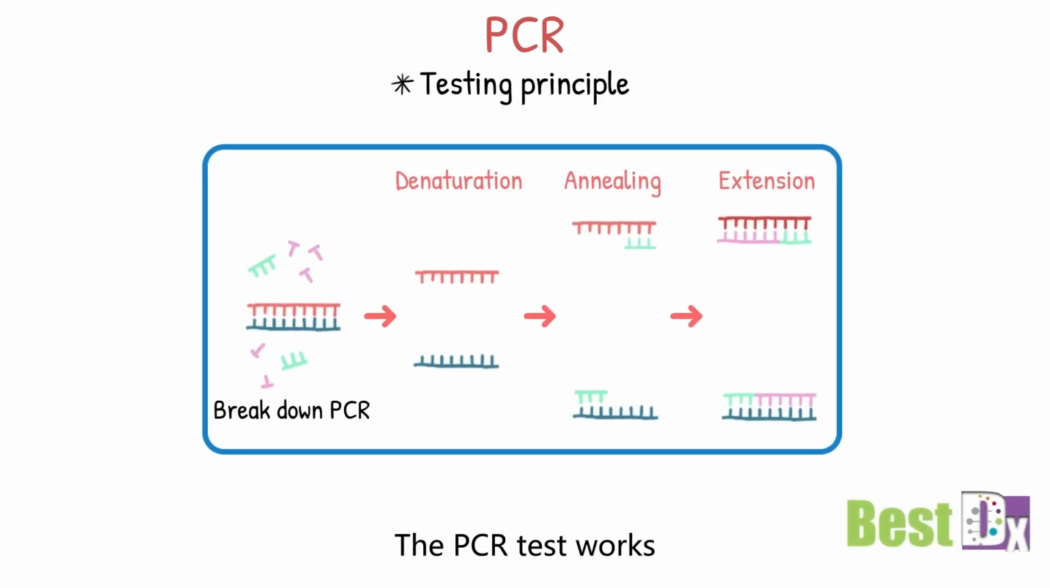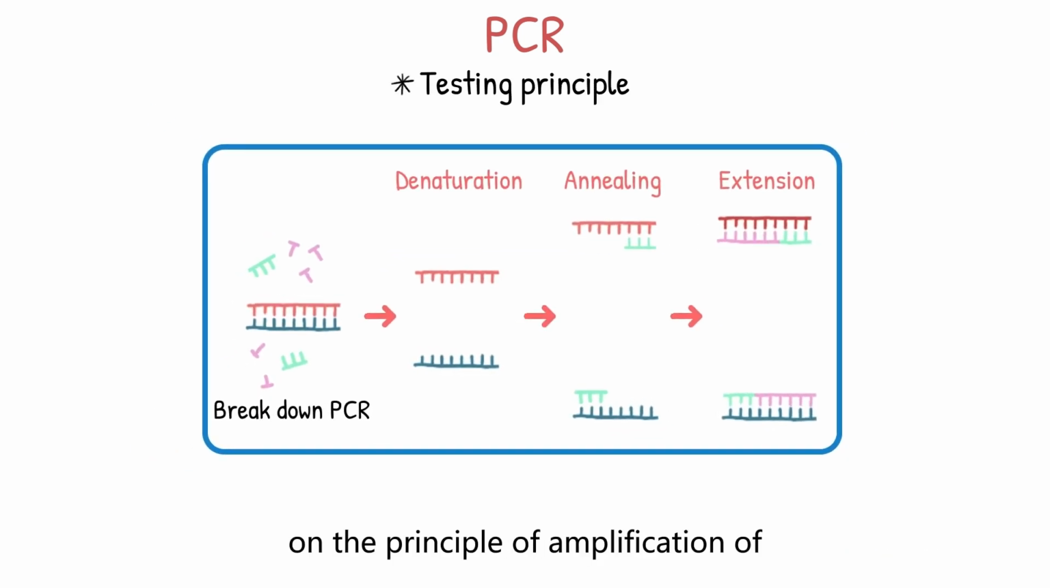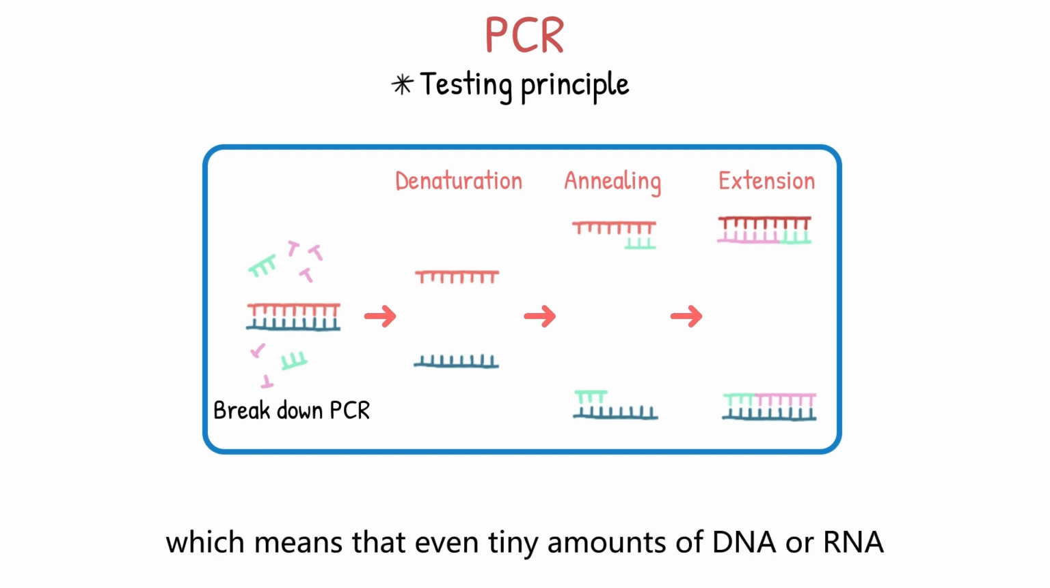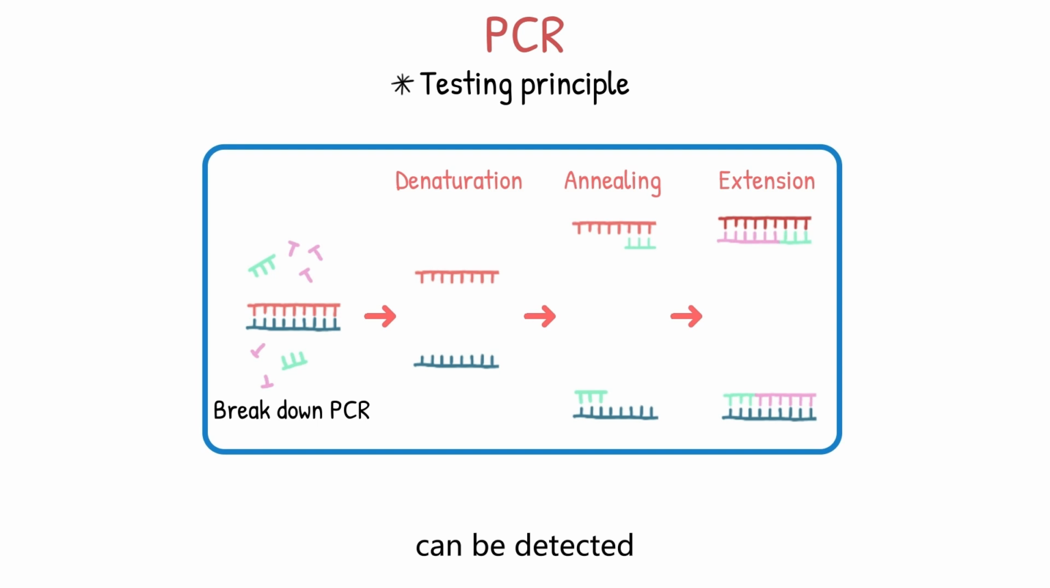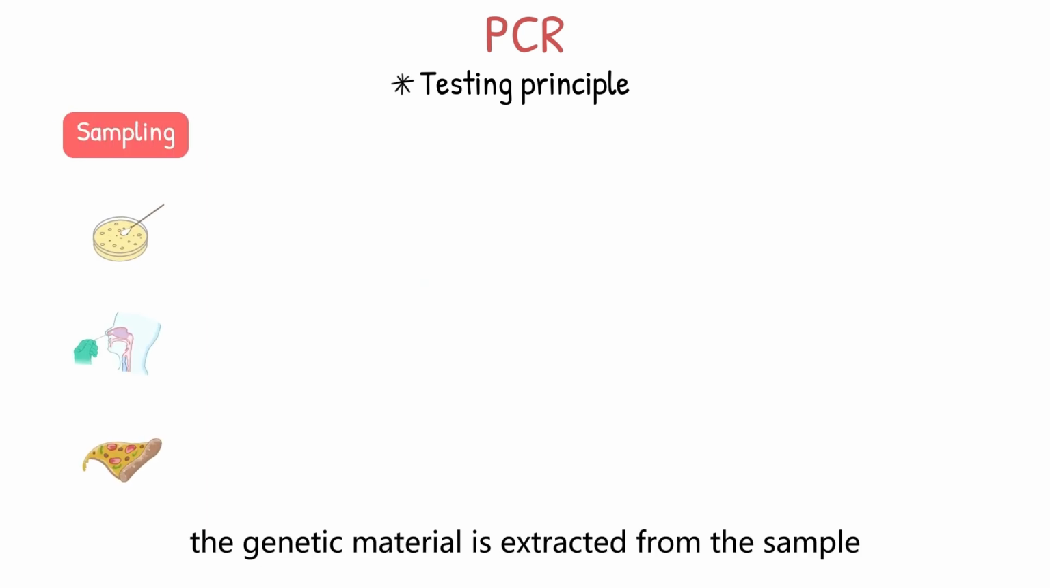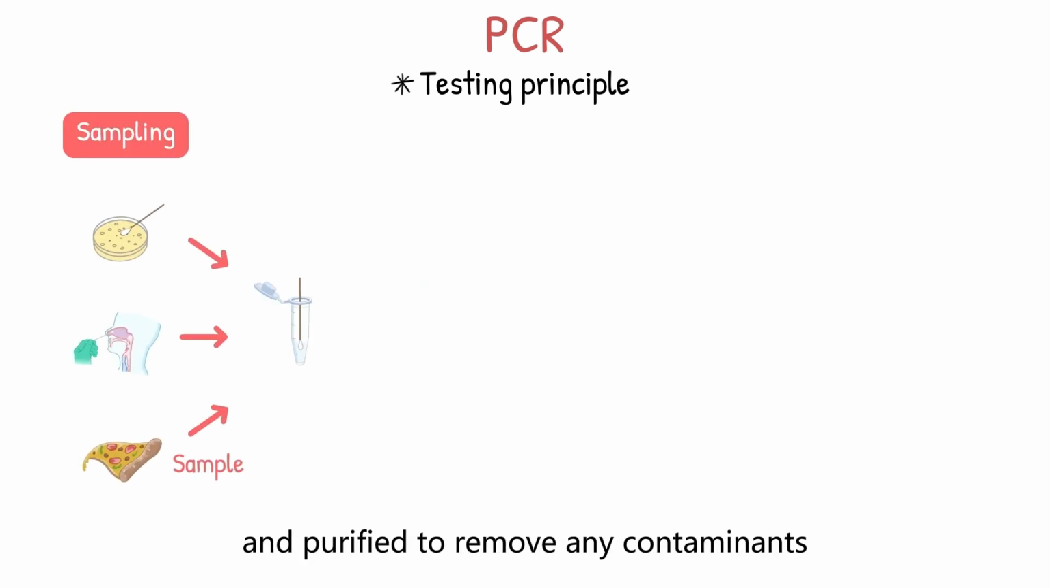The PCR test works on the principle of amplification of genetic material, which means that even tiny amounts of DNA or RNA can be detected. To carry out the PCR test, several steps are involved. First, the genetic material is extracted from the sample and purified to remove any contaminants.